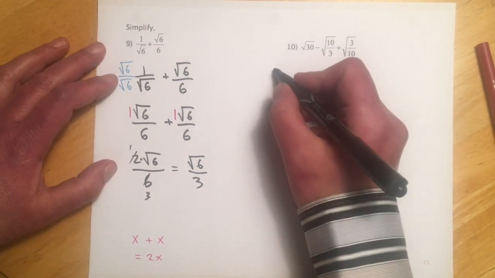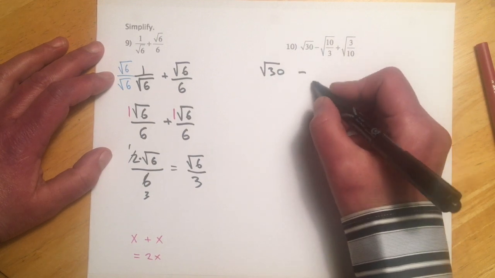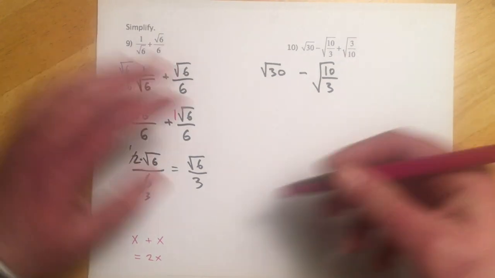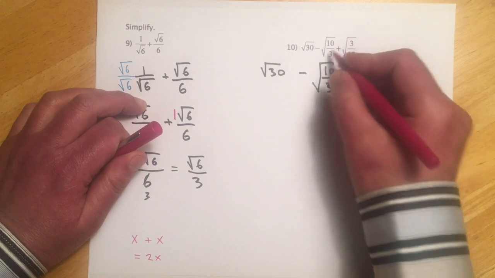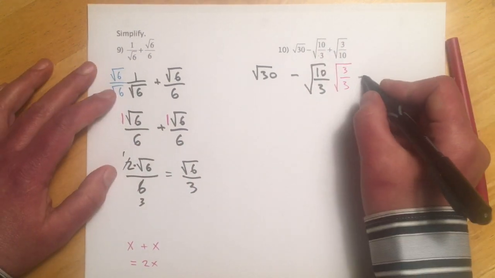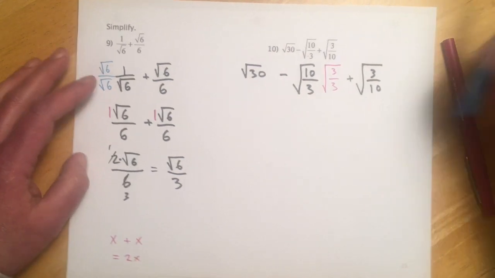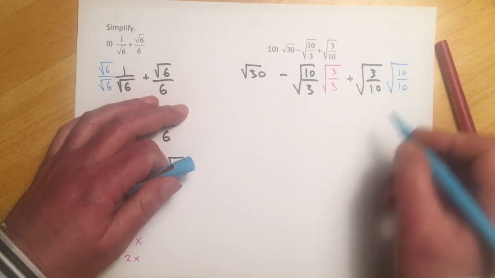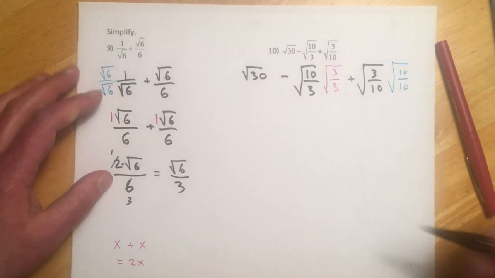On this one, let me rewrite this over here. So root 30 minus 10 root 3. And then I'm going to throw a root 3 right in here, because I'm going to just take care of these denominators first. And then that'll be plus 3 over 10. And that's going to be root 10 over 10.